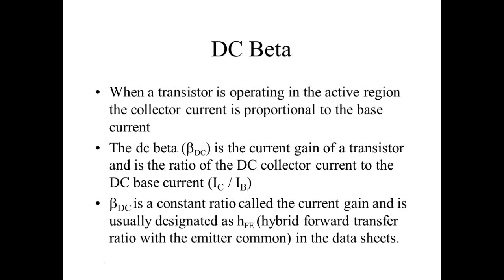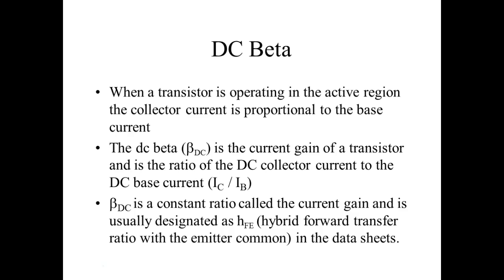Beta is a constant ratio called the current gain and is usually designated as hFE in data sheets. When we get into the data sheets, we're going to look for hFE. It basically stands for the hybrid transfer ratio with the emitter common. That's what it means. If you go back to that circuit, the emitter was connected to the common of the circuit.